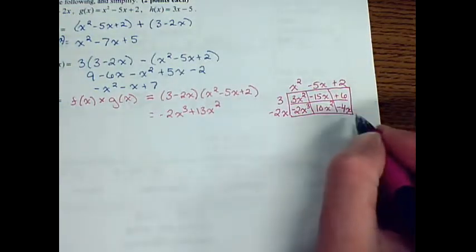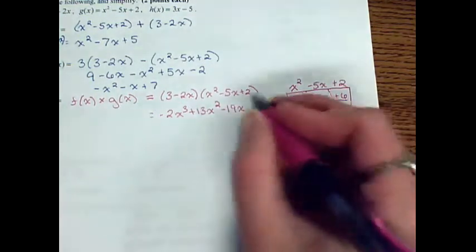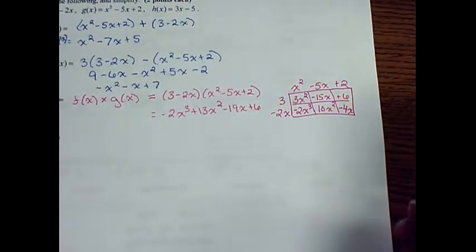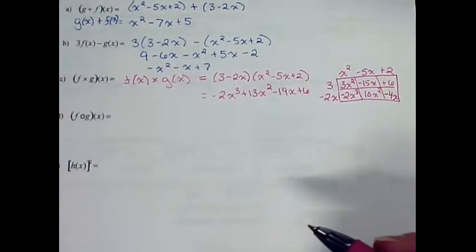I have negative 15x and negative 4x. That gives me a negative 19x. And then I have a plus 6. That's all you're doing is distributing twice. You send the 3 through, and then you send the negative 2x through.